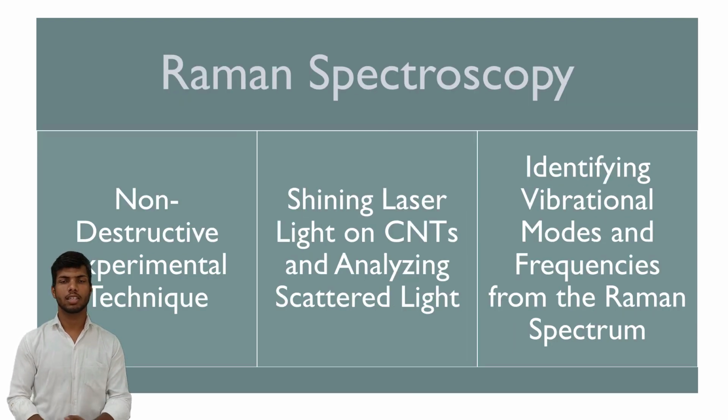These are the characteristics of Raman spectroscopy. There are three basic characteristics of Raman spectroscopy. The first one is that it is a non-destructive experimental method, shining laser light on the CNT. The second is analyzing the scattered light, and the third one is identifying vibrational modes and frequencies from the Raman spectrum.